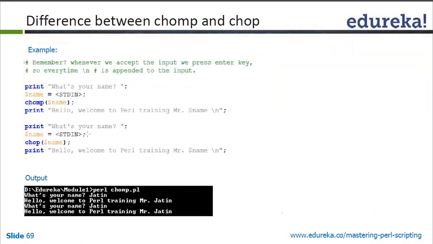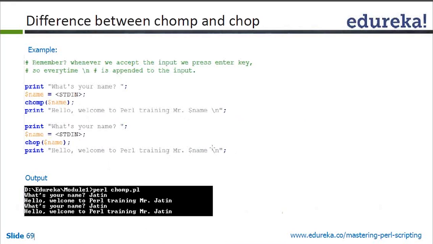And second is, what's your name? Chop name, hello, what is the name? We'll see the output below. So when we do perl chomp.pl, then it asks what's your name? Jatin. Say you entered the value as Jatin. So: Hello, welcome to Perl training Mr. Jatin. Again here you see that it will just give Jatin, and here hello, welcome to Perl training Mr. Jatin. So what it will do is, if you press /n, it will remove the /n in the chomp functionality, but it will not remove the /n in the chop functionality.